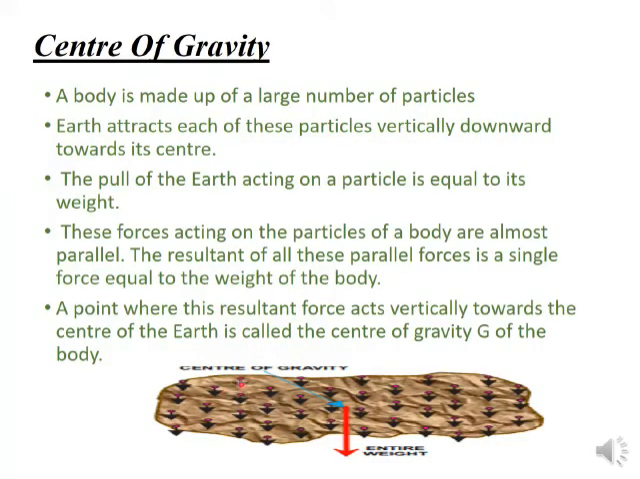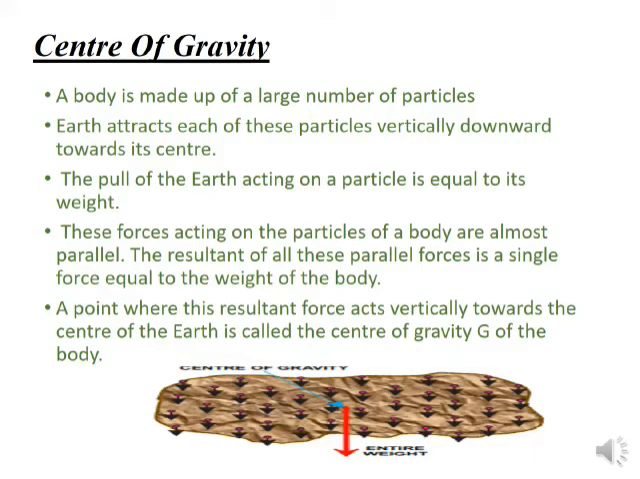As we know, a body is made up of a large number of particles. Earth attracts each of these particles vertically downward towards its center. The pull of the Earth acting on a particle is equal to its weight. These forces acting on the particles of a body are almost parallel. The resultant of all these parallel forces is a single force equal to the weight of the body. A point where this resultant force acts vertically towards the center of the Earth is called the center of gravity G of the body.